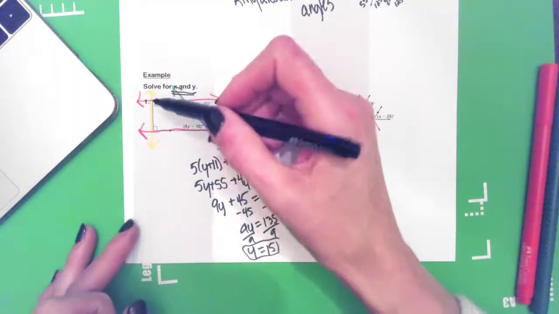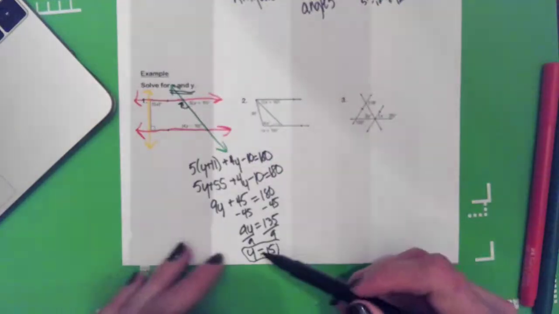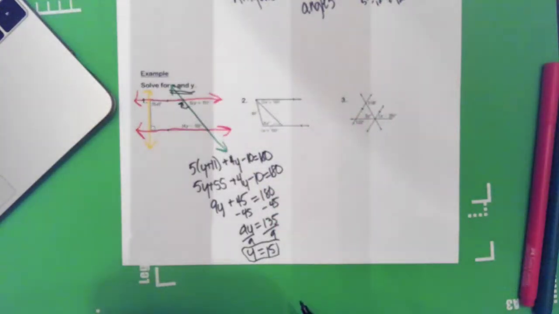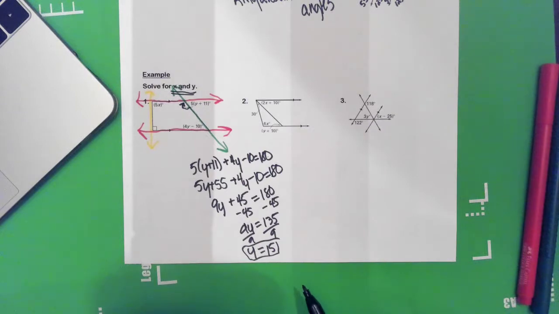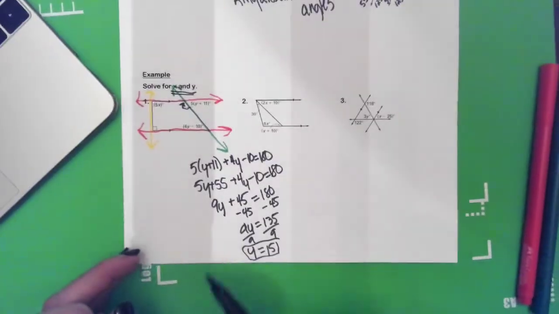Now, I'm going to take a look at this transversal right here. So I've solved my green one. I found out that y equals 15. If I plug that in, I could figure out my angles and make sure they really did add up. It does work.